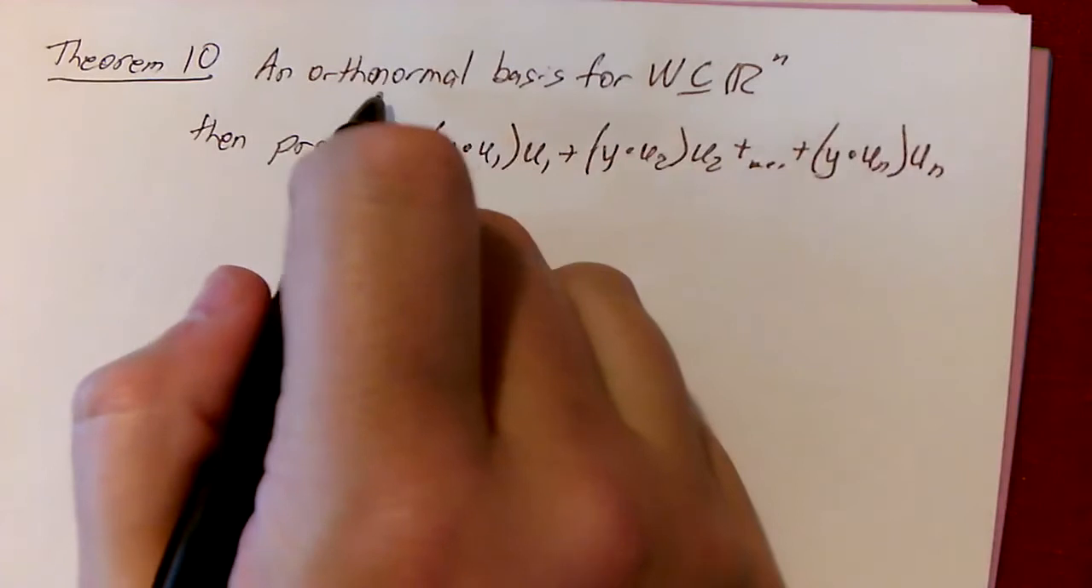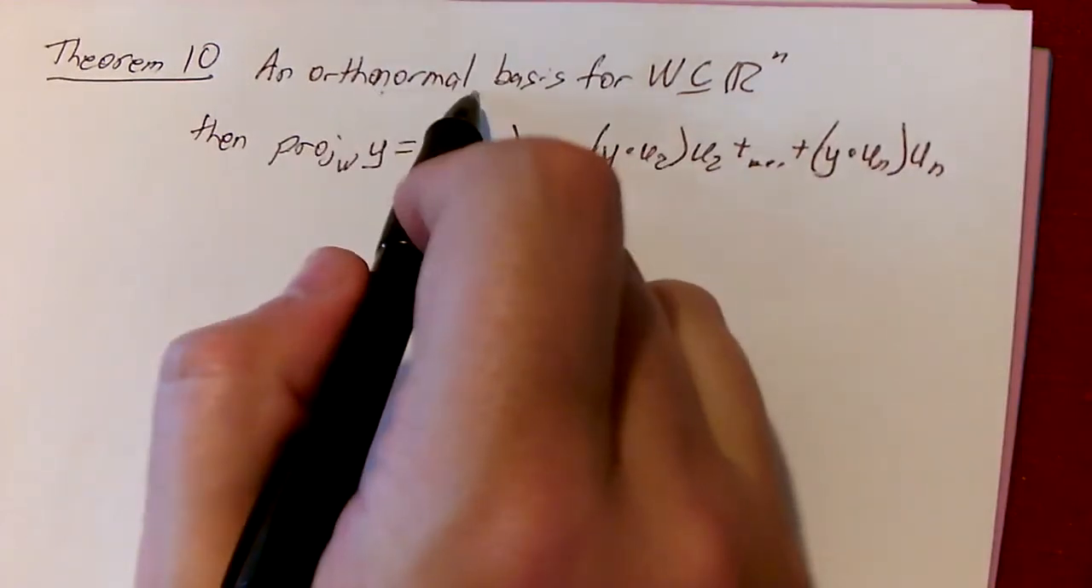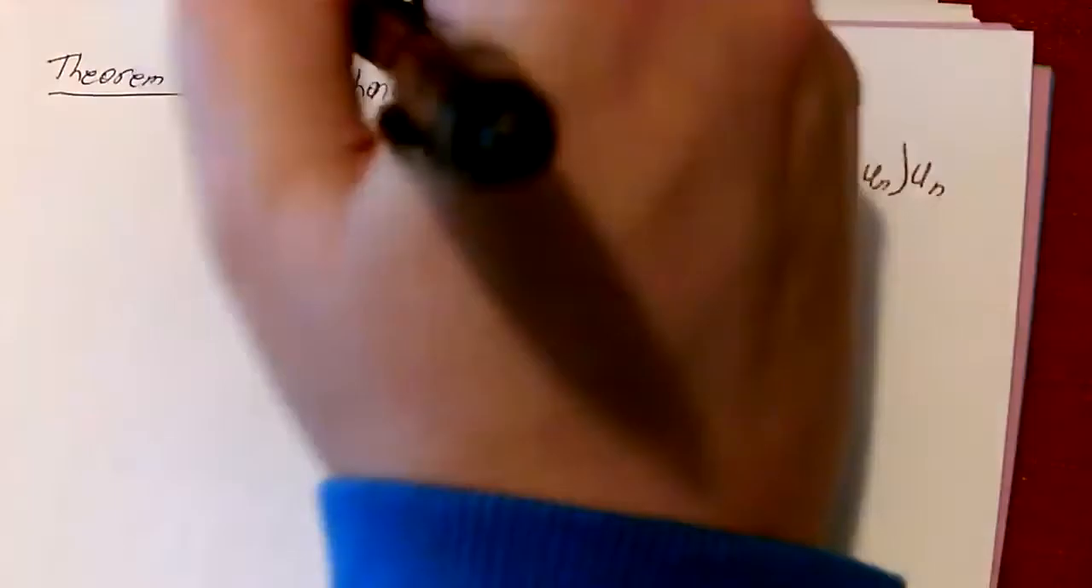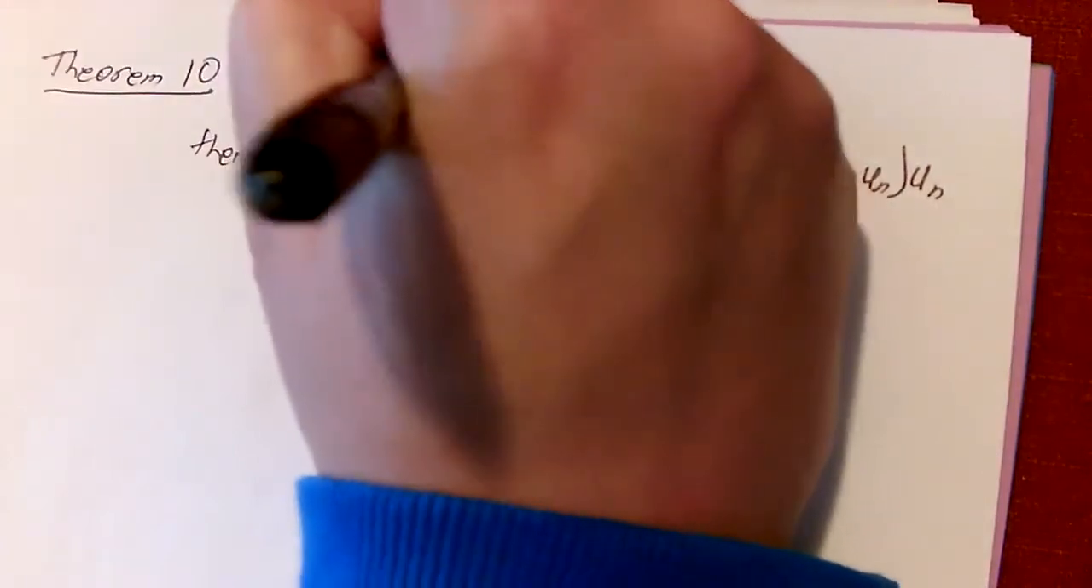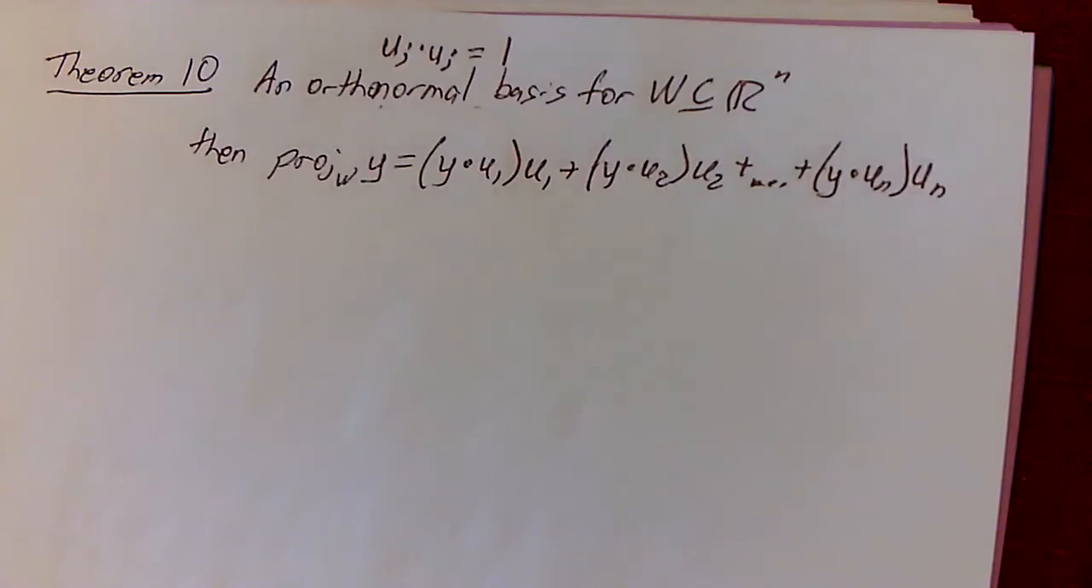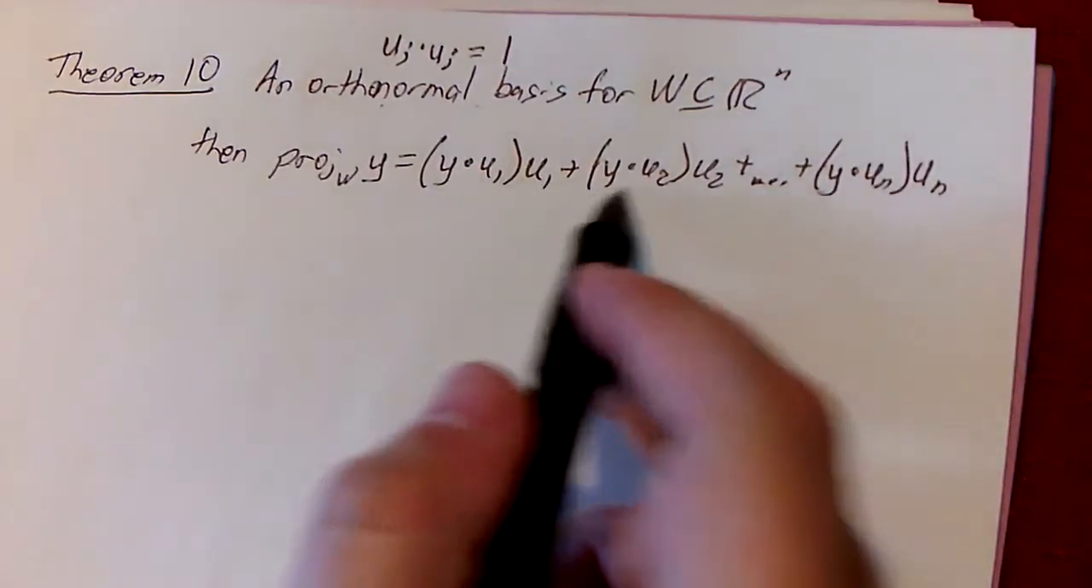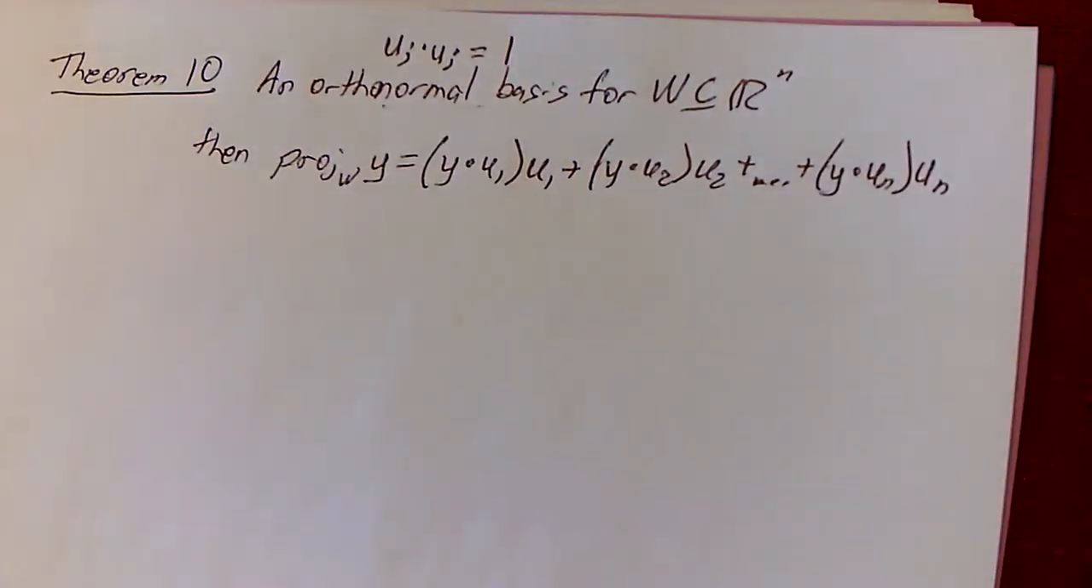But notice this is an orthonormal basis now, not an orthogonal basis. So remember, in an orthonormal basis, the dot product of a vector in the basis with itself is equal to 1. That's what it means to be a normal vector. So the denominators of all these fractions were 1. So we just simply didn't write them. Okay?